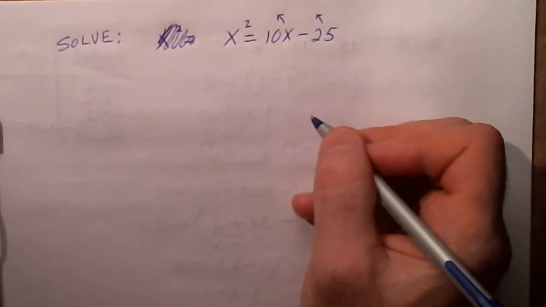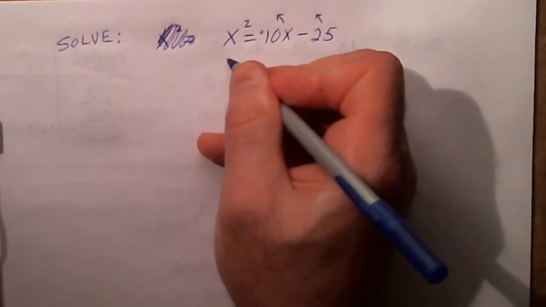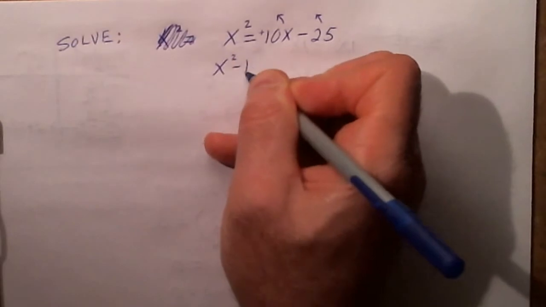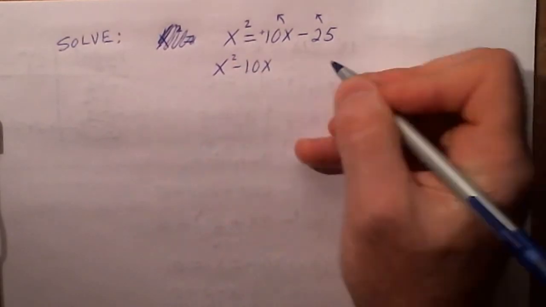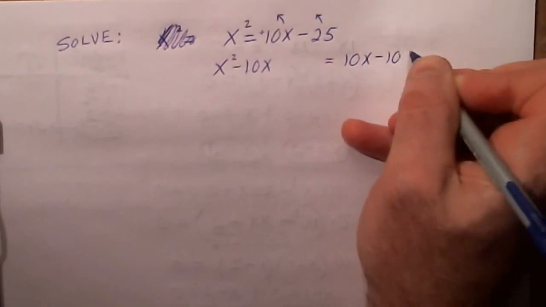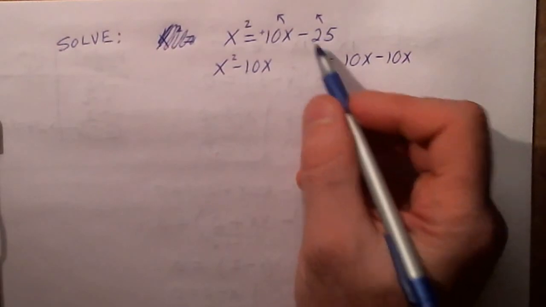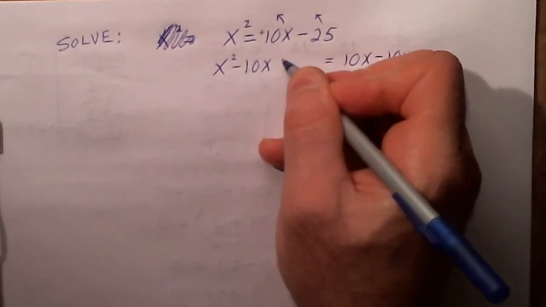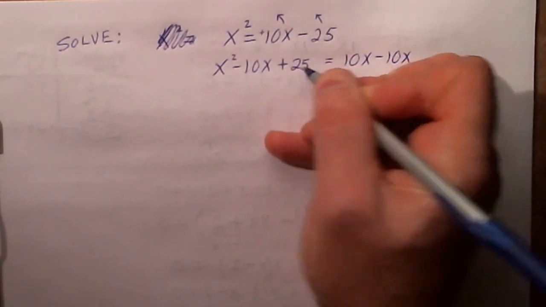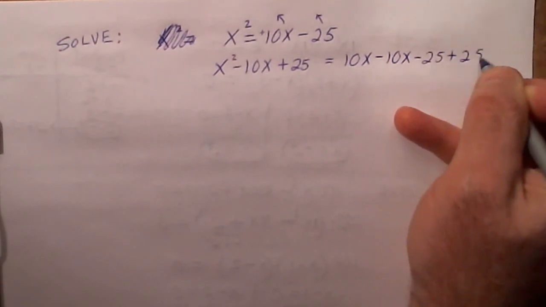How do we do that? Well, to move a positive term to the other side of the equation, we subtract it from both sides. So we're going to subtract 10x from the left side of our equation, and we're going to subtract 10x from the right side of our equation. And to move a minus 25 to the left side of our equation, we're going to have to add 25 to both sides of our equation. So we're also going to add 25 to the left side of our equation, and we're going to add 25 to the right side of our equation.